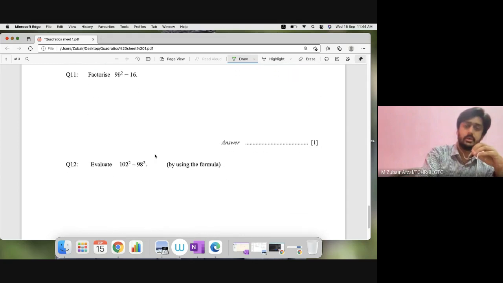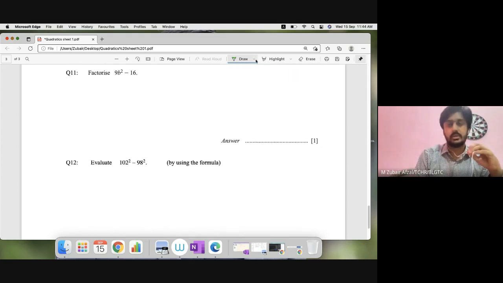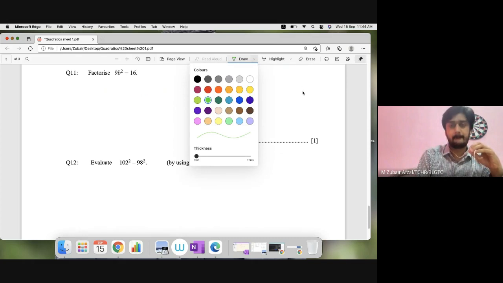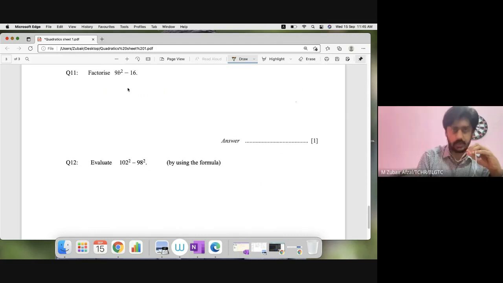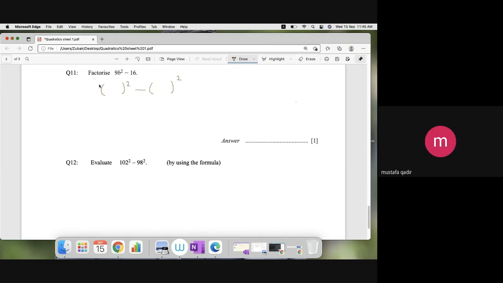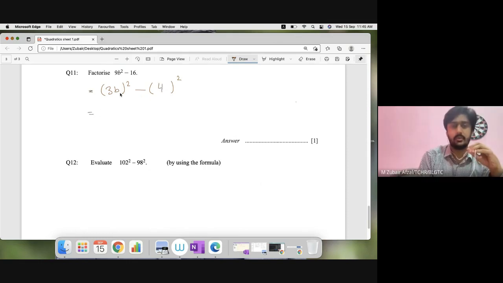Moving on. What does it look like? Sir, it looks like the third identity. So the third identity is something like this. What do we write? We will write 9b, 3b and 4. But it's not 9b. Be careful. You have to take the square of both the numbers.